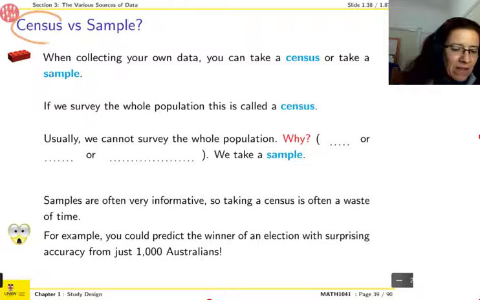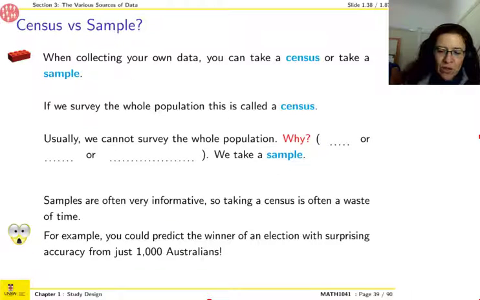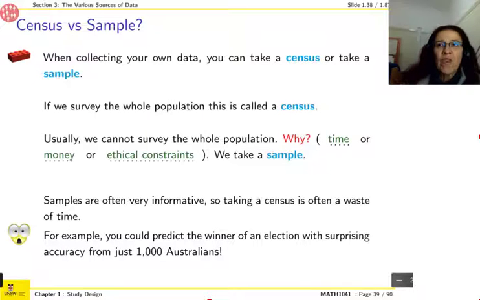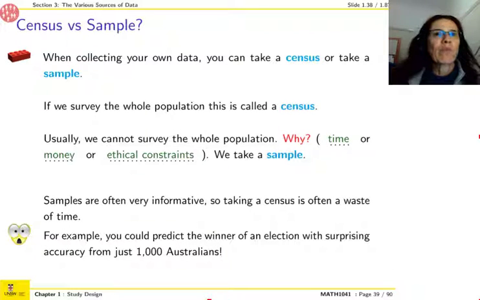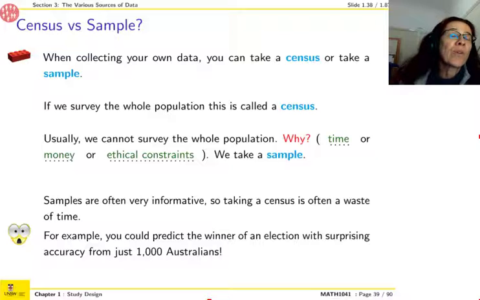Census versus sample. So census, you ask the whole population. Sample, you just ask a subset. So usually we don't ask the whole population. So we already said it costs time, it costs money, and sometimes it could be unethical to do so. For example, if you want to ask people about their dreams for the next 10 years, you wouldn't want to go ask that in hospital with, really sick people for whom there's not much hope.